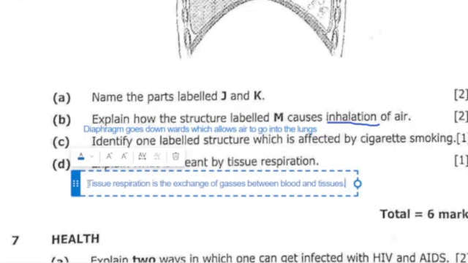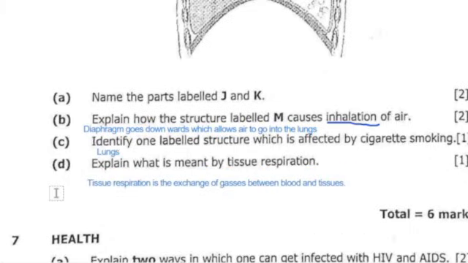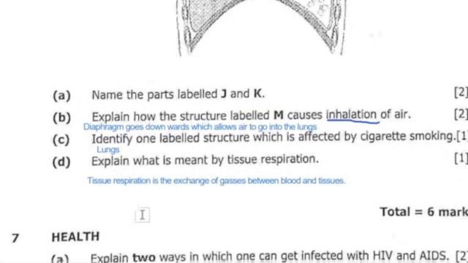Okay, unless you want me to go into details, which will make this video longer. I don't want this video to be longer, but definitely that is how I can summarize tissue respiration. If you have questions, you can ask in the comment section. Like I said earlier, I'll be glad to respond to your questions. With that said, let's go to the next question, which is question 7.